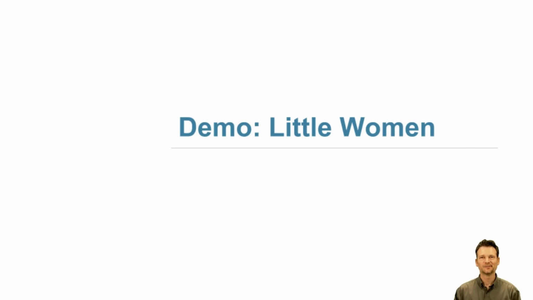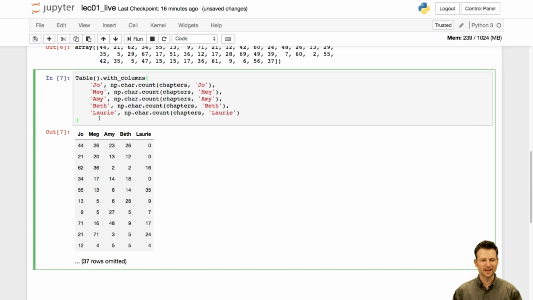I'm back, and now I'm going to show you a little demo visualization based off of the Little Women dataset. Last time I showed you how we could get this table that has some counts in it, showing the number of times Jo was mentioned in each chapter, and Meg, and Amy, and Beth, and Laurie. That's a lot of numbers. It kind of makes my eyes glaze over. It's hard to get much sense of what's going on from that table of numbers.